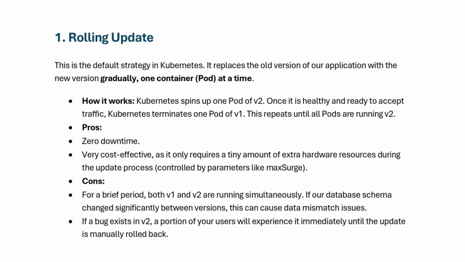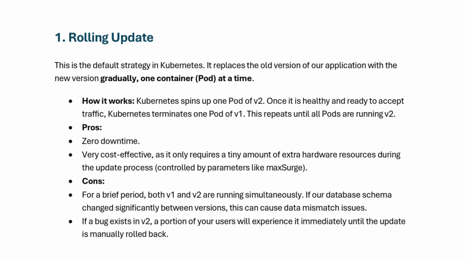So rolling update is the default strategy in Kubernetes. It replaces the old version of the application with the new version gradually, one container, that is pod, at a time. This works by Kubernetes spinning up a single pod of version 2. Once that version 2 pod is healthy and ready to accept traffic, Kubernetes then terminates a single pod of version 1 and replaces it with version 2. This repeats until all the pods of version 1 are replaced with healthy pods of version 2.